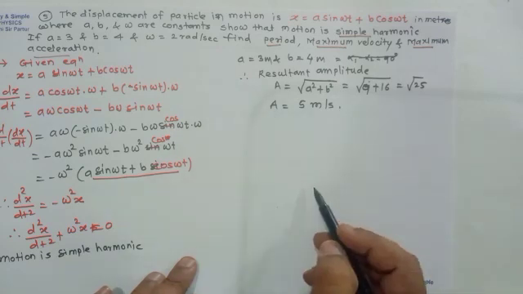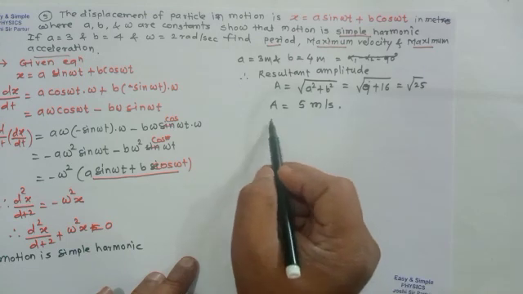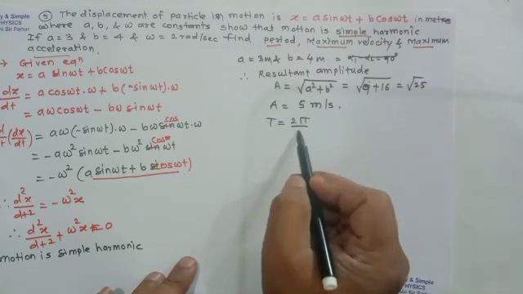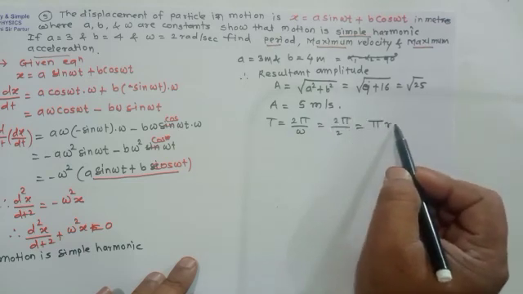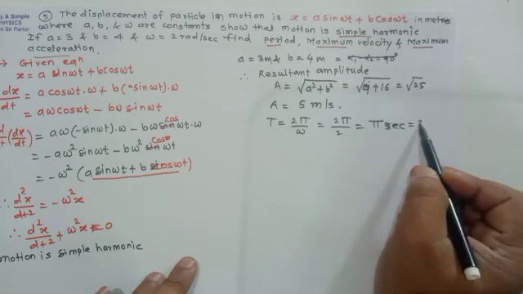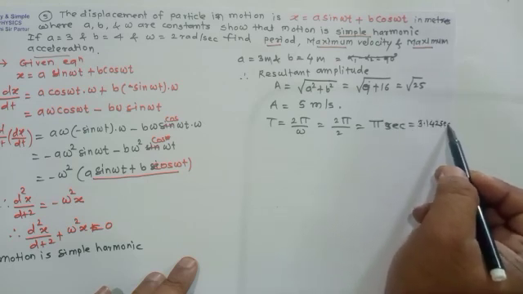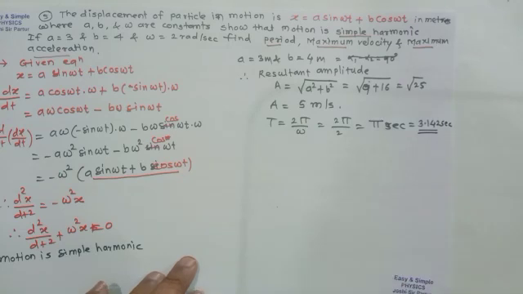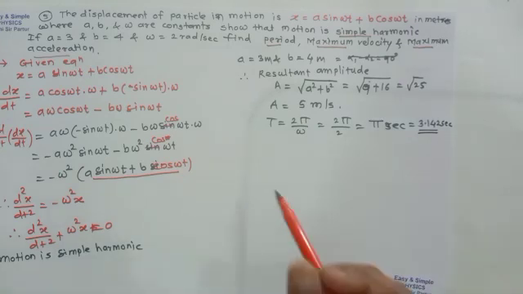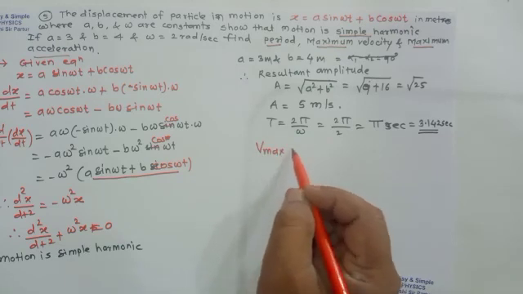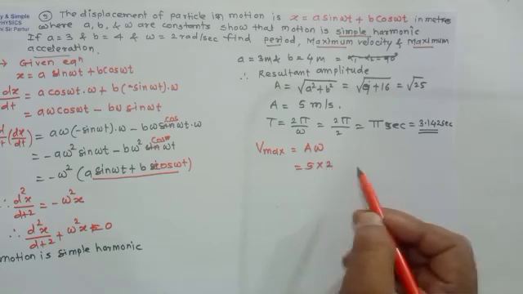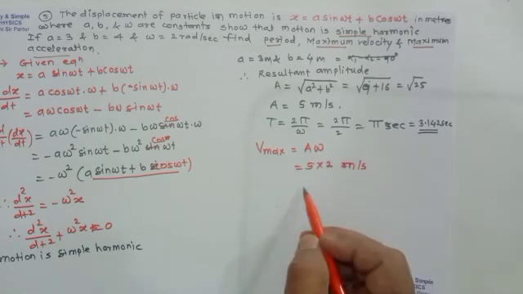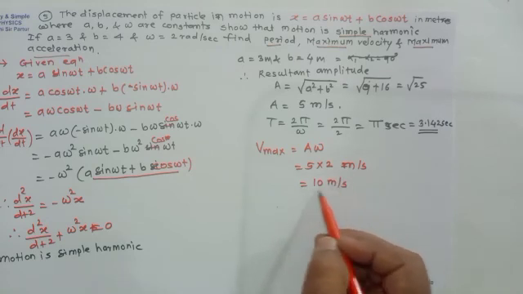Again, we can find out time period. So time period will be T equal to 2 pi upon omega. So 2 pi upon 2 will be pi second, which is 3.142 second. That is the time period. Again, maximum velocity, v maximum is equal to a omega. So 5 into 2 meter per second will be 10 meter per second.